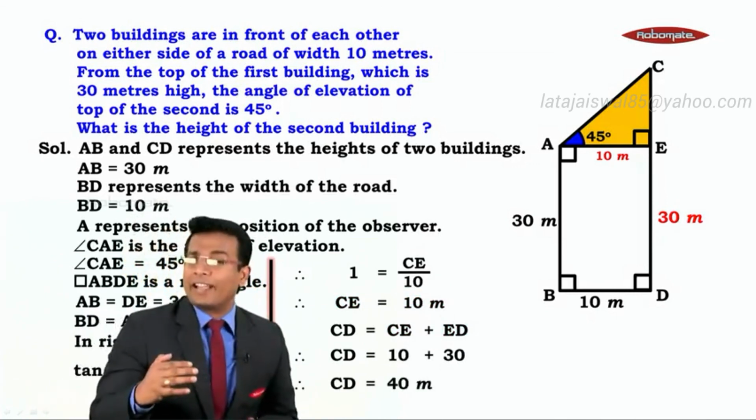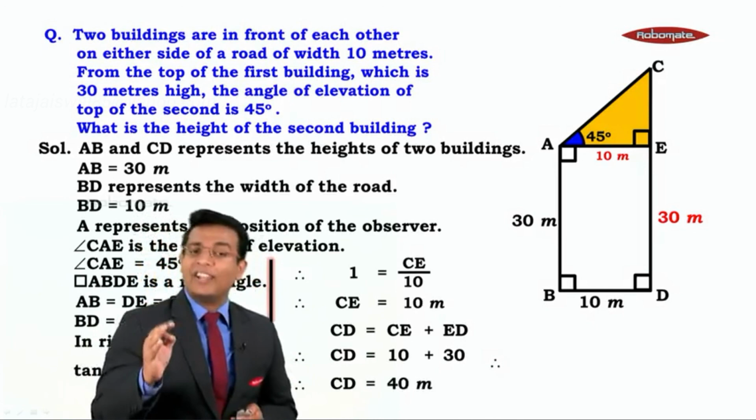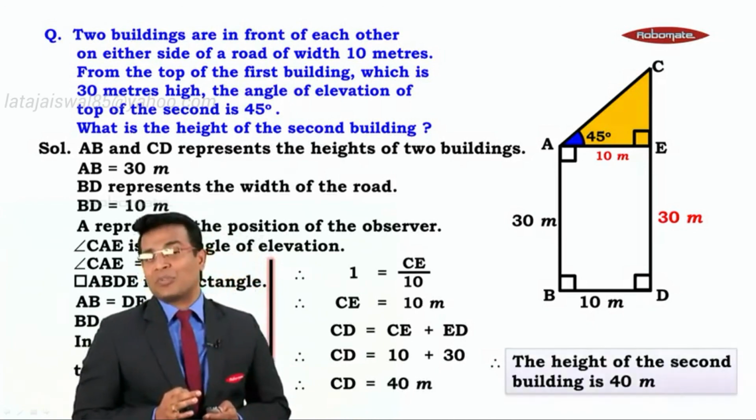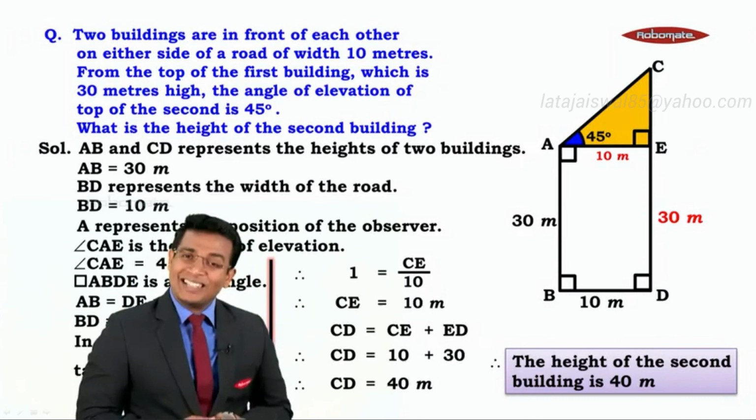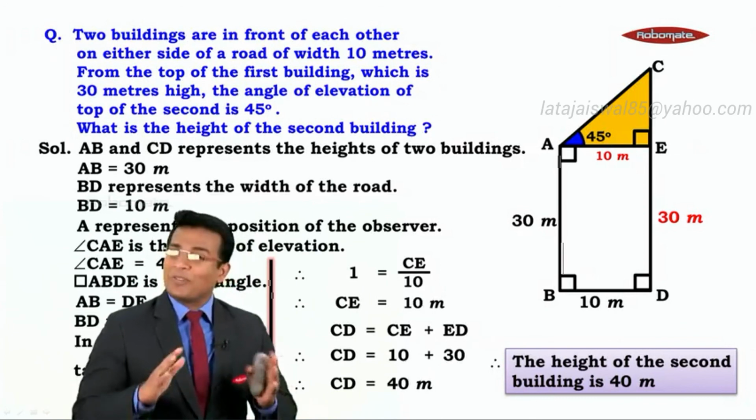So now we can write the final statement. Therefore, the height of the second building which we are supposed to find is nothing but 40 meter. And that's the sum. Wasn't that easy? A very simple sum, right? But a very important one.